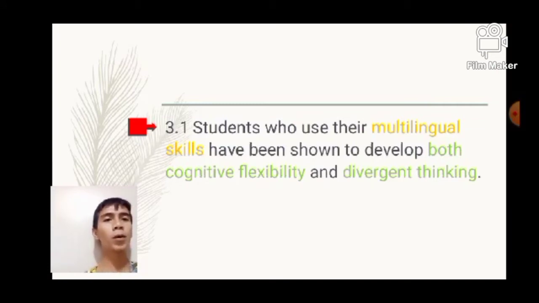Students who use their multilingual skills have been shown to develop both cognitive flexibility and divergent thinking. If the student knows how to speak Tagalog, English, Bisaya, or any other language, then the student is capable of developing both cognitive flexibility and divergent thinking.